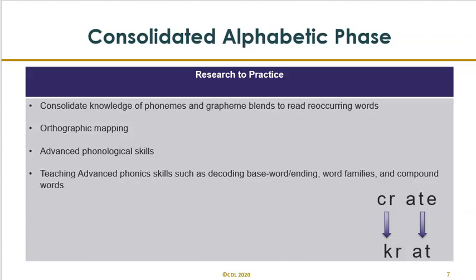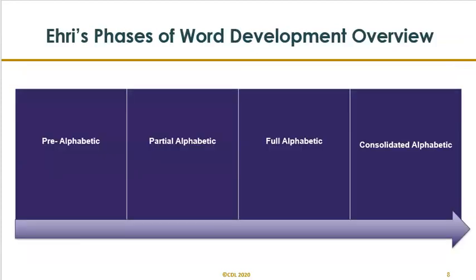It's also including consonant blends, digraphs. It could be vowel teams, syllables, and morphemes. This typically begins in second grade and continues. Each stage in Ehri's phases of word development continues to add knowledge about graphemes and phonemes.